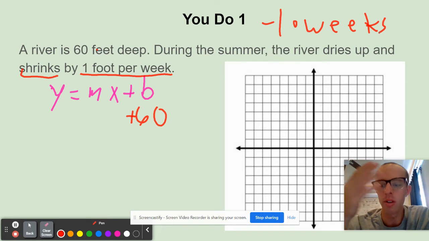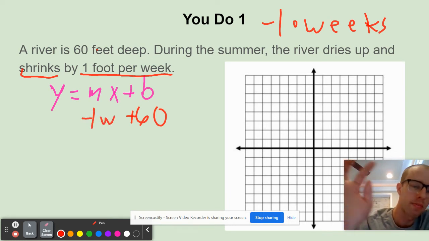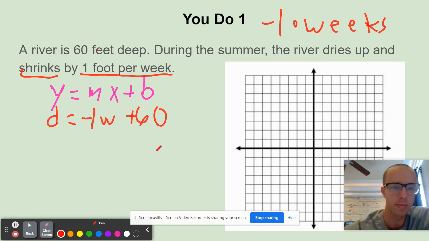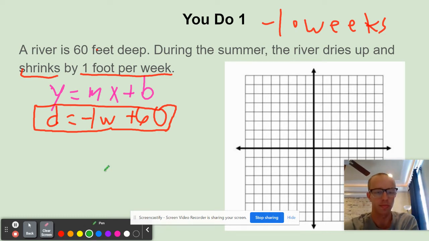But really, I could use a W to represent weeks, a W as my variable. And we could write that as -1W. And so all of this equals the depth of the river. The depth of this river is equal to -1 times the number of weeks plus 60. So hopefully you got this as your equation, right? This is a skill we should have had coming into this video, being able to create the equation. The only difference here is we didn't give you the variables. You had to come up with them on your own, right? And I think that kind of makes you understand this a little deeper.